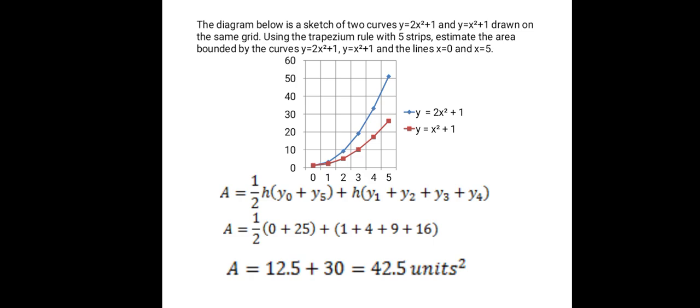The diagram below is a sketch of two curves y = 2x² + 1 and y = x² + 1 drawn on the same grid. Using the trapezium rule with 5 strips, estimate the area bounded by the curves y = 2x² + 1, y = x² + 1, and the lines x = 0 and x = 5.